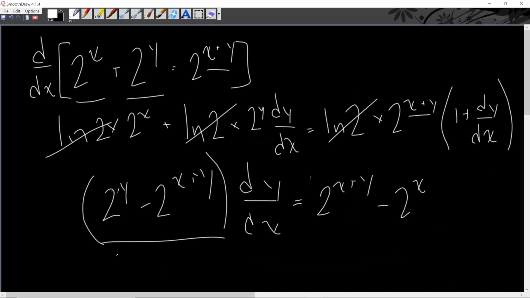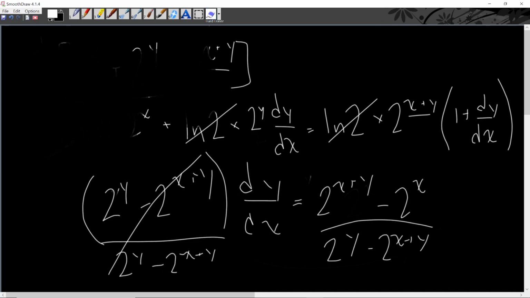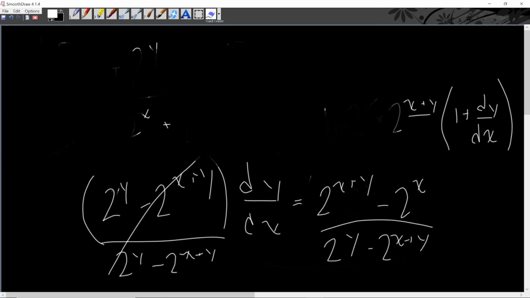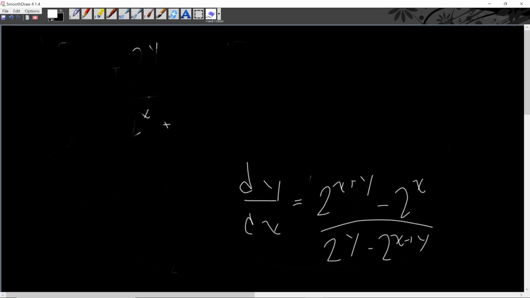Then again, we're going to divide that by this, 2 to the power of y minus 2 to the power of x plus y. Cancel, and then that will be our derivative. They want us to simplify it a little bit further. The answer is still the same, I'm pretty sure. Let's just simplify it and then see if that is one of our answers.